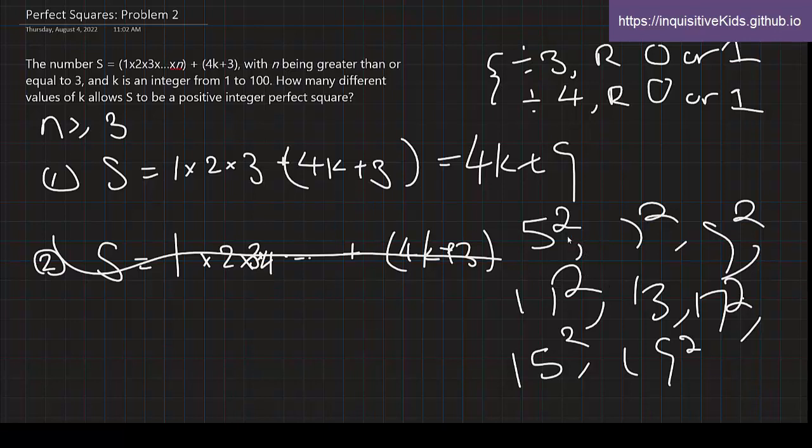So how many different possibilities are there? There's 1, 2, 3, 4, 5, 6, 7, 8. So there are 8 different possibilities.